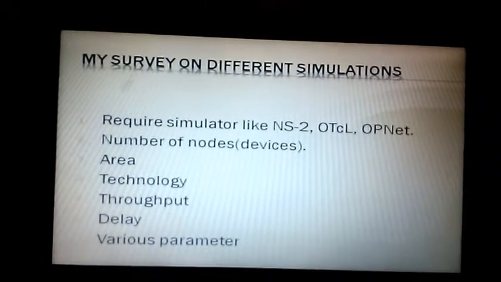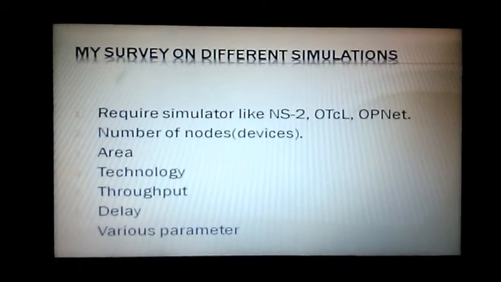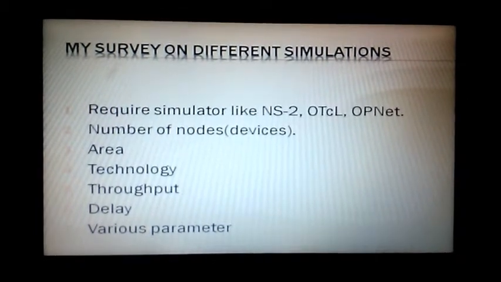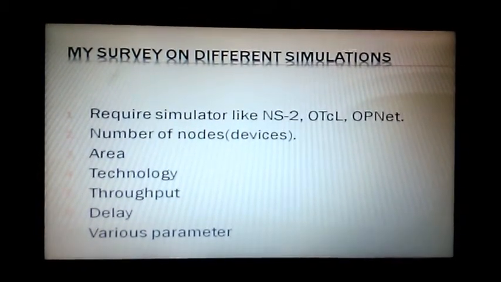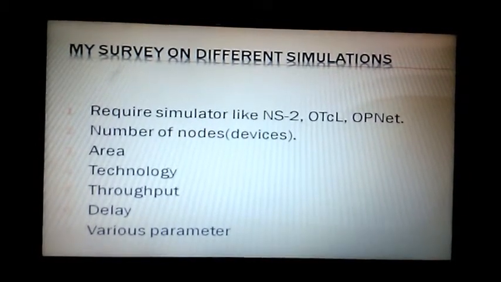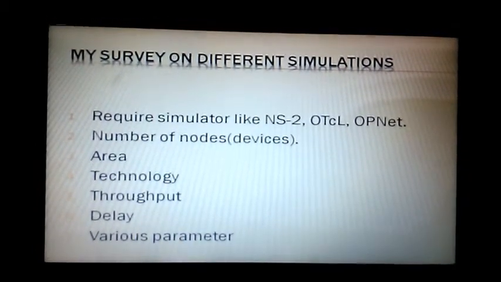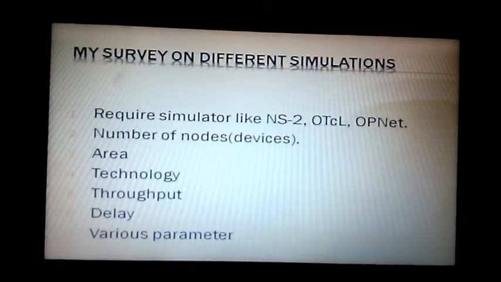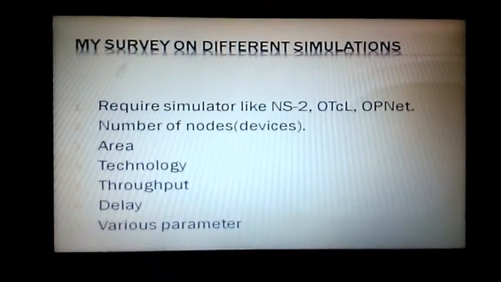My survey on different simulations. We require a simulator like NS2, OTCL, OPNET, the number of nodes, devices, which area and how much area we are working on, technology, throughput, delay, various parameters to measure performance.